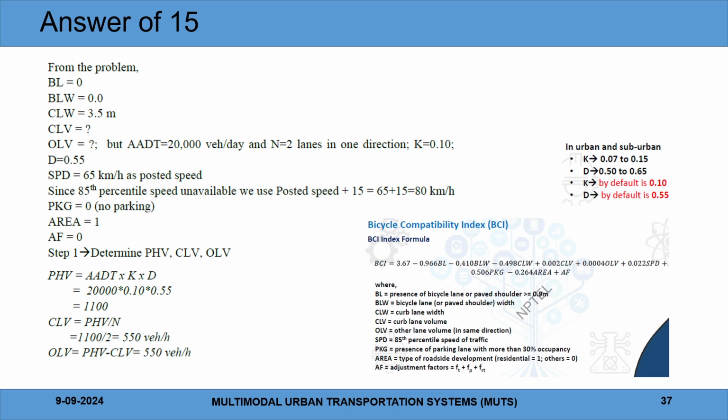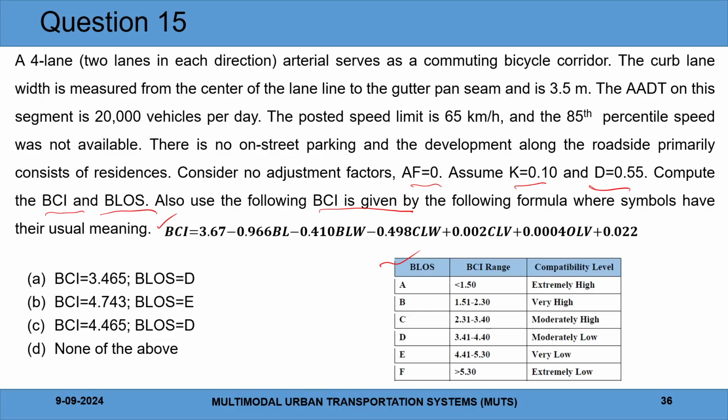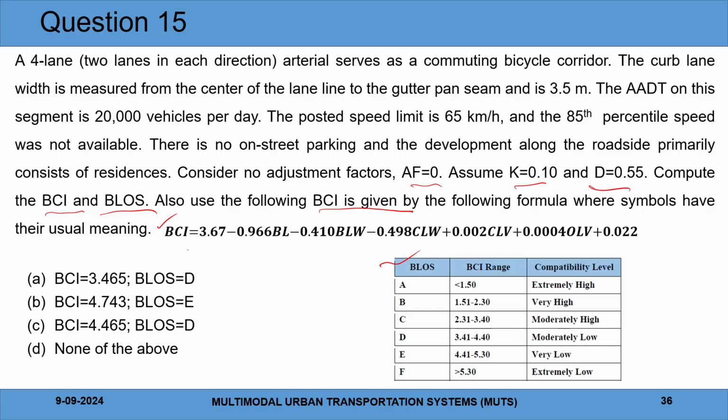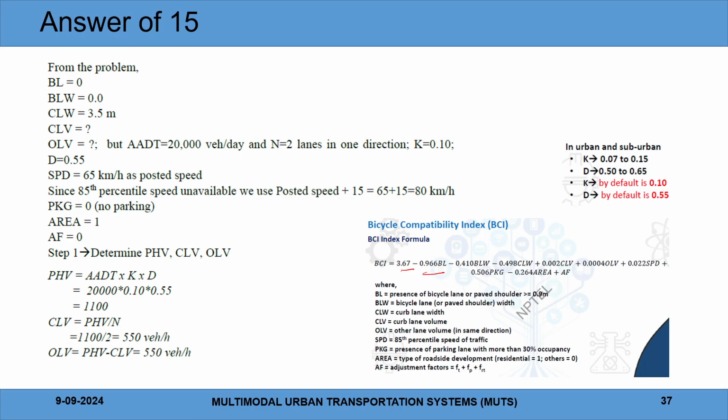So we need to use this formula, this one for the bicycle compatibility index: 3.67 minus 0.966 BL. That is, BL is the presence of a bicycle lane or paved shoulder.